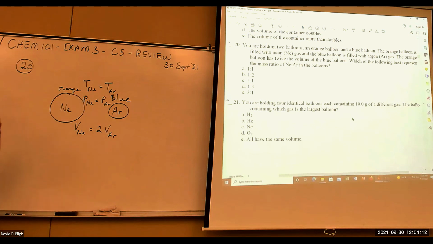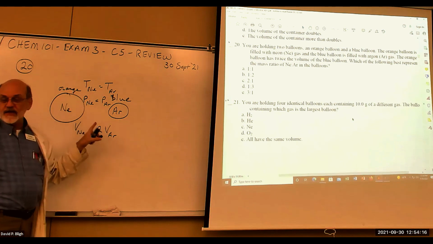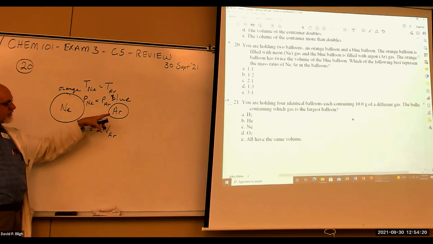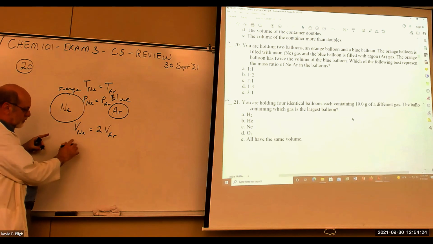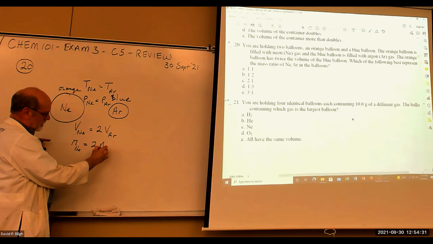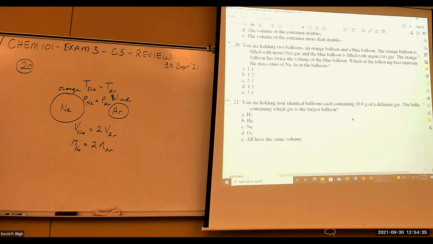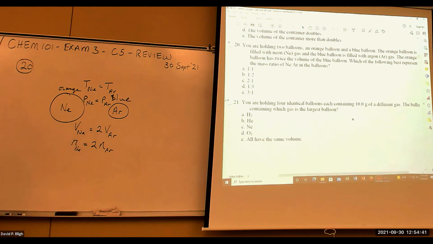What does Avogadro say? If these were the same volume, they'd have the same number of moles. But they're not. This one's half the volume of that one. So the number of moles of neon is twice the number of moles of argon. That's what we can say about that. Okay, now how are we going to get at mass?